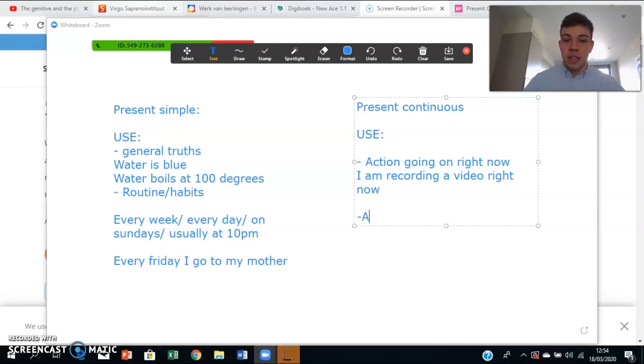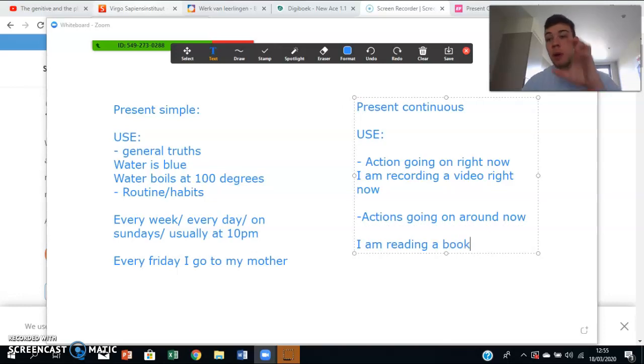Or second, actions going on around now. For example, I am reading a book. Am I reading that book right now? No, but I'm reading it around now. So I was reading it before, I'm going to read it later. The action is going on really close to the current time. Okay, so that's the use for the present continuous.